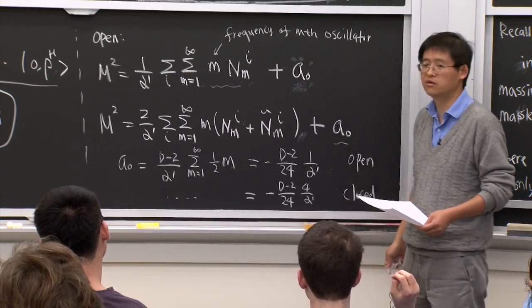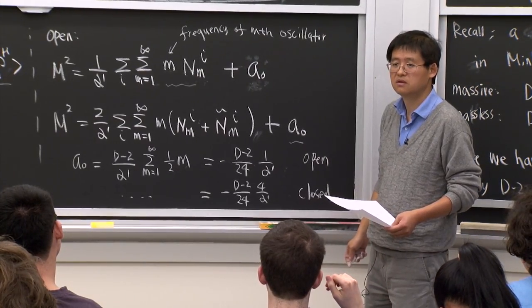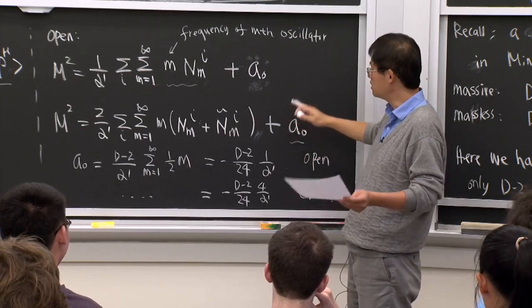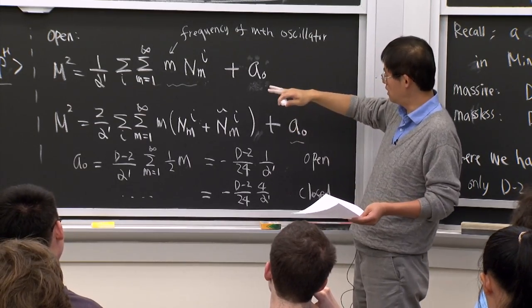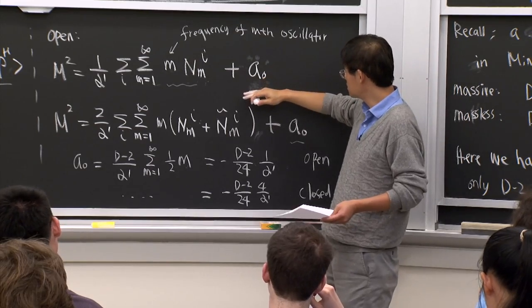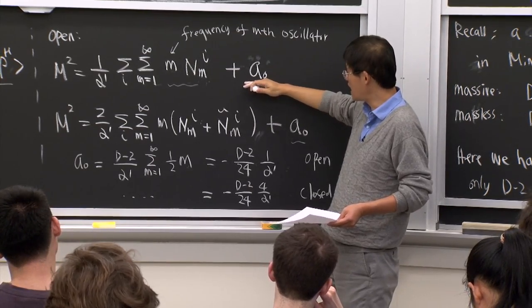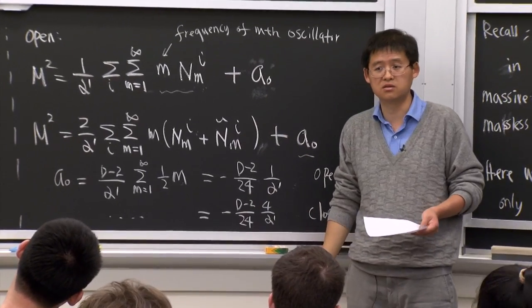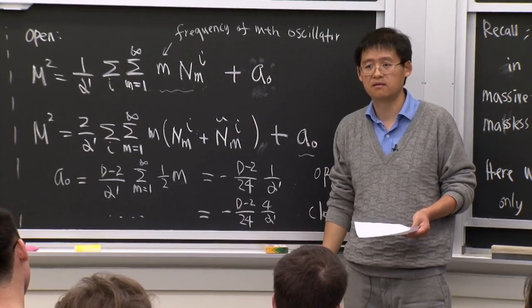Sorry, which 1 over 24? No, forget about 1 over 24. There's no 1 over 24. You just write A0 here as an undetermined constant and check it by consistency. Determined by consistency.